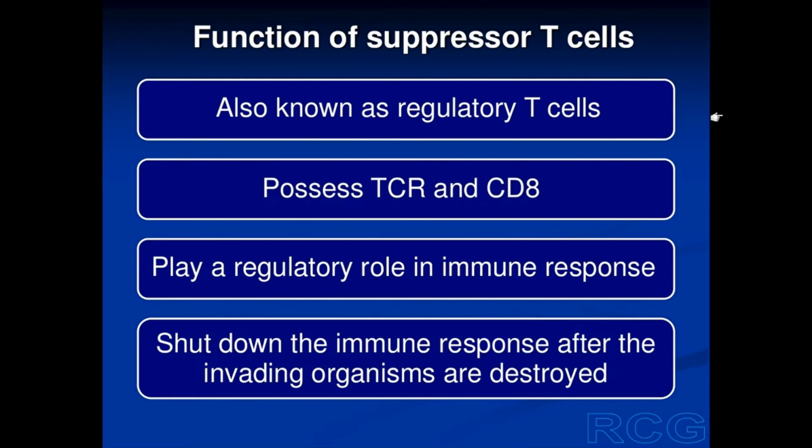Then some of the functions of the suppressor T cells, or the regulatory T cells, which possess the TCR and the CD8, play a regulatory role in the immune response. They shut down the immune response after the invading organism has been destroyed, and this is very much required to suppress the immune system. Otherwise, inflammation and other things can happen inside the body continuously.